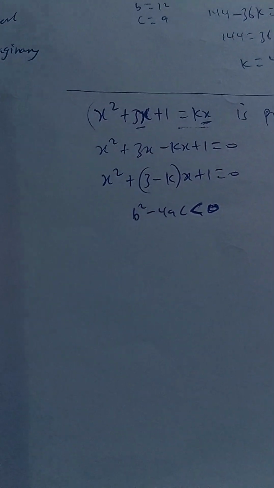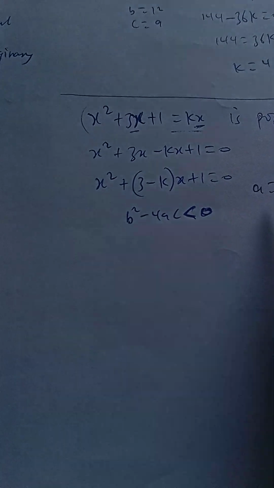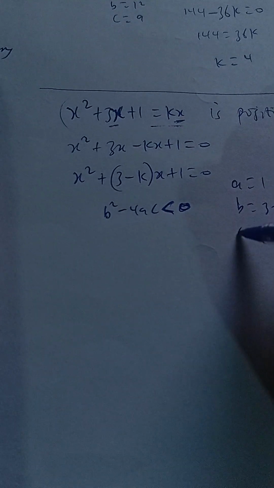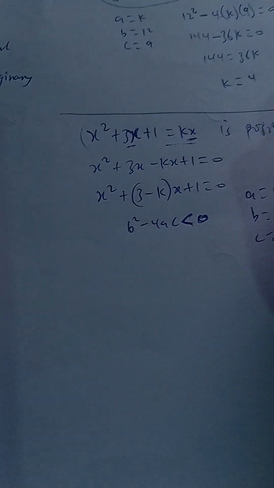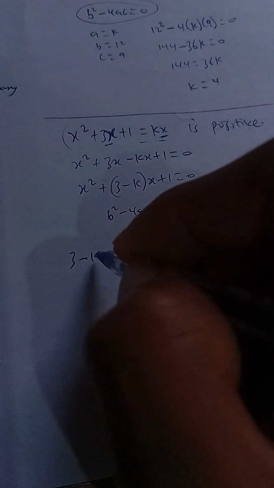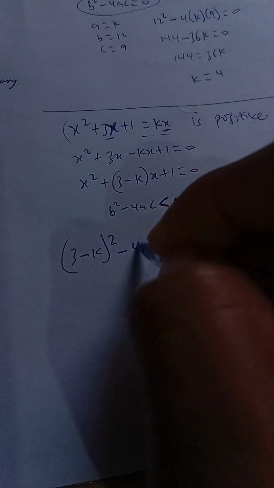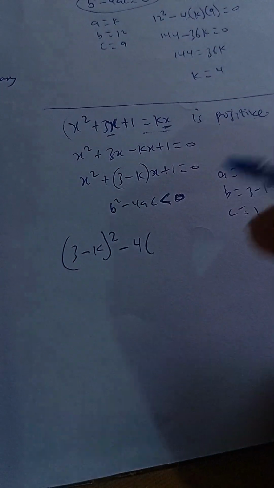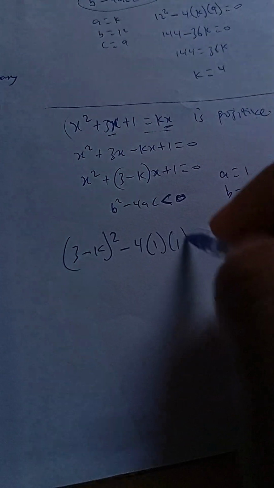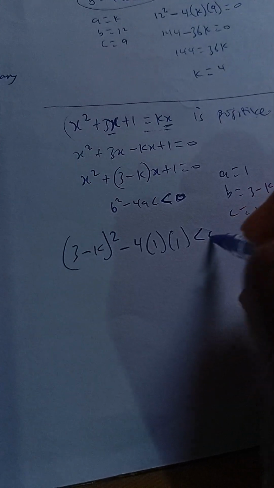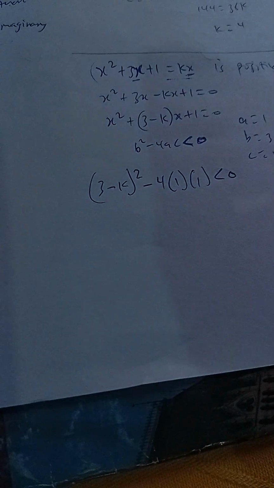So now, where is our a? Our a is 1. Always write this down so it doesn't confuse you. Your b is 3 minus k, your c is 1. So b squared, we have our b, right? Good. 3 minus k all squared. Then minus 4a, where's our a? 1. Our c is also 1. This should be less than what? 0. Good.